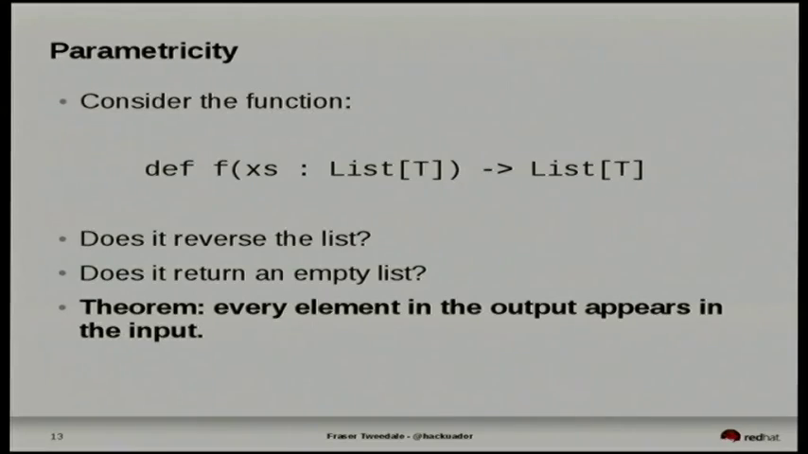So let us consider this function, the function f, which takes a List[T] for all T and returns a List[T]. What does this function do? Does it reverse the list? Well, it might. A reverse function would have this type. But it could also return the empty list. But here's a theorem that this function must satisfy. Every element in the output appears in the input. So this type tells you about what this function does. You didn't have to write it in the documentation, and no one using the function had to go and look at the code to realize that this is true.